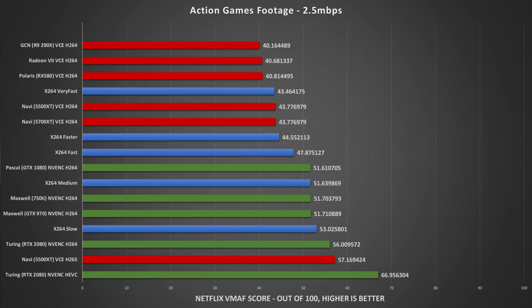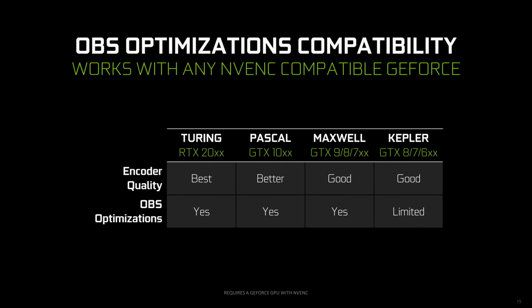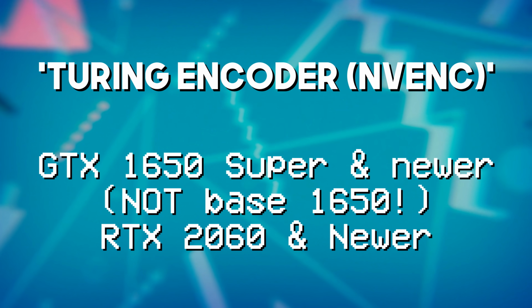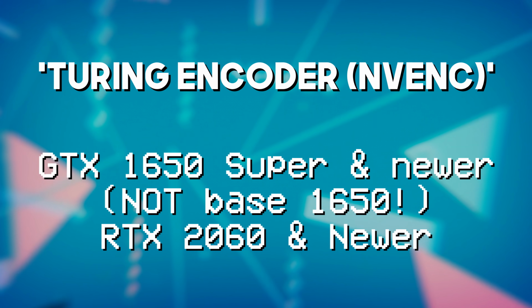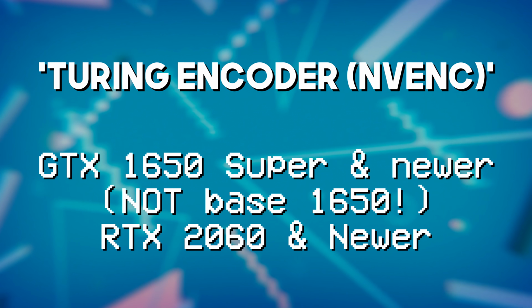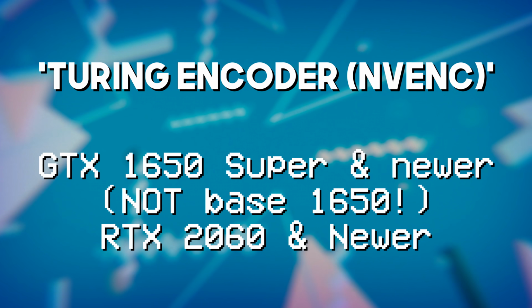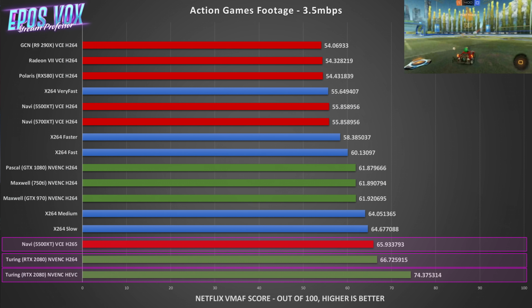At 3.5 megabits per second in the action category, Turing, so we have different generations of NVIDIA. Turing is their newest encoder generation, which does the best in terms of quality and performance. This is available on the 1650 Super or higher, not the original 1650, and then the RTX 2060 and higher. This was a big step up from the 10 series. I have many, many videos about new NVENC versus old NVENC in terms of hardware and software, linked in the video description below.